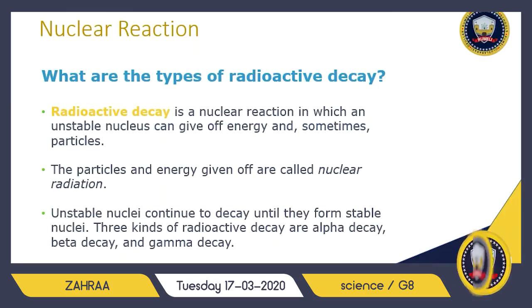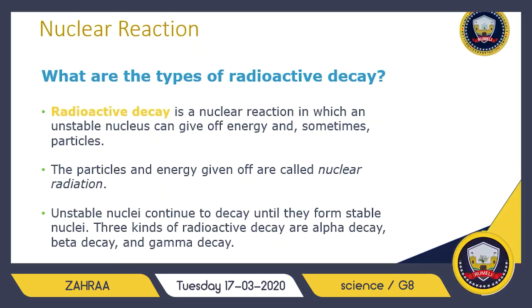Yesterday we started our new lesson about nuclear reactions, and today we're going to discuss one kind of nuclear reaction called radioactive decay. So what do we mean by radioactive decay? It's a nuclear reaction in which an unstable nucleus can give off energy and sometimes particles. The particles and energy given off are called nuclear radiation. The unstable nuclei continue to decay until they form stable nuclei.